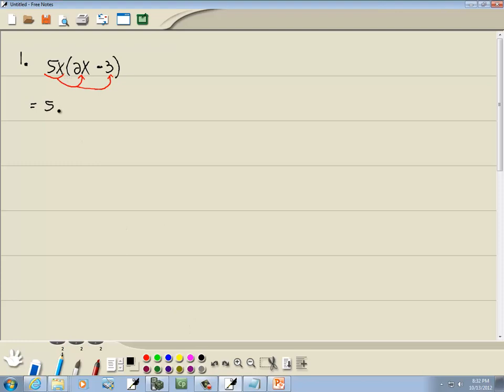5x next to parentheses indicates multiplication while we're doing that. So 5x times 2x and 5x times negative 3. Now remember, if you're multiplying monomials together, you multiply the numbers together first. 5 times 2 is 10. And x times x, this is like x to the first power times x to the first power. Remember, you add the exponents. 1 plus 1 gives us 2. So we got 10x squared. 5 times negative 3 is negative 15, and the x carries down. And that's our answer.